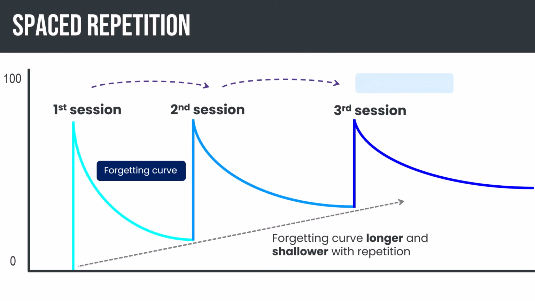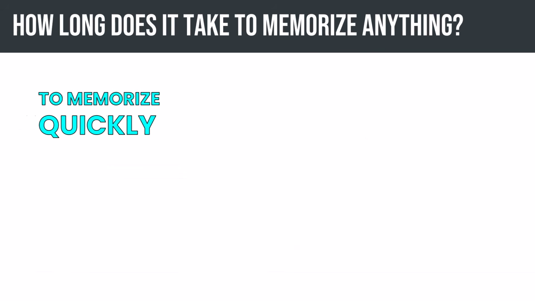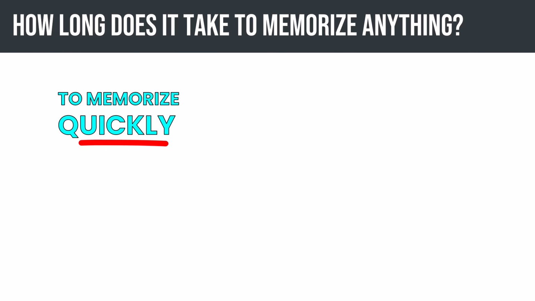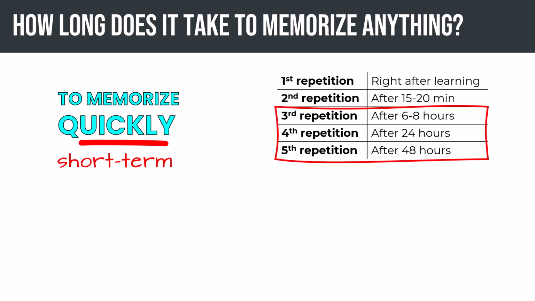So how much time does it take to remember anything for the long term anyway? To memorize material quickly, you'll need to go through that process of spaced repetition in shorter cycles, repeating right after learning and then a few minutes to a few hours apart. This is great if you're trying to remember content for the short term. You're doing it all within potentially even a couple of days.